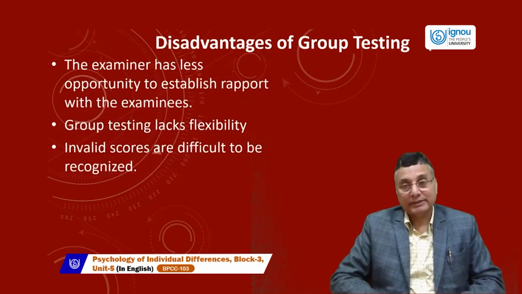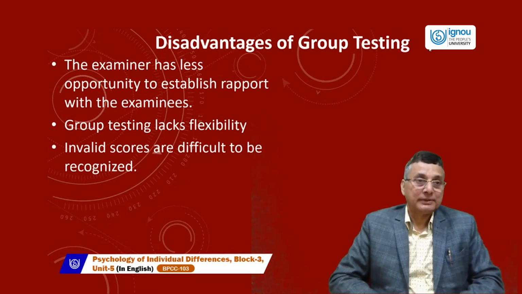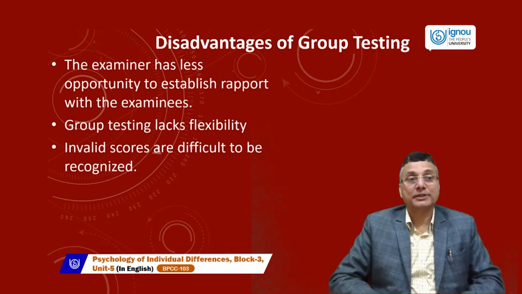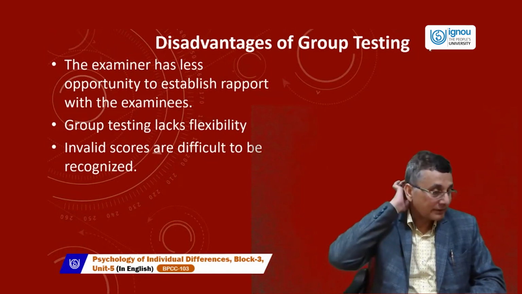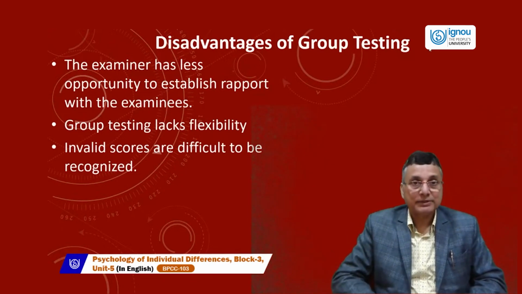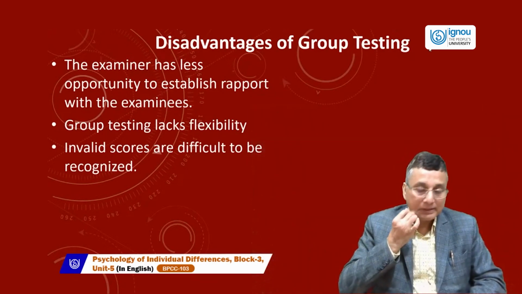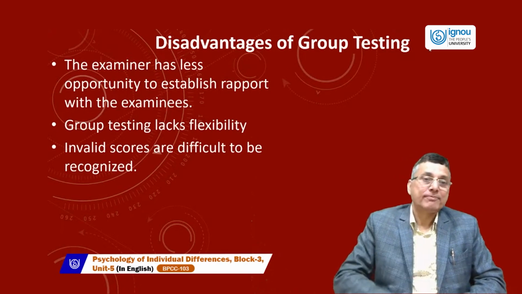But there are disadvantages of group testing also. The examiner has less opportunity to establish rapport with the examinees. If you administer any psychological test without establishing rapport, you may not get the actual result. You may not get the true finding, because this is the precondition, the prerequisite of all psychological tests. The rapport must be established before administration of the test. In group tests, generally this rapport is missing, and so the findings may be different.